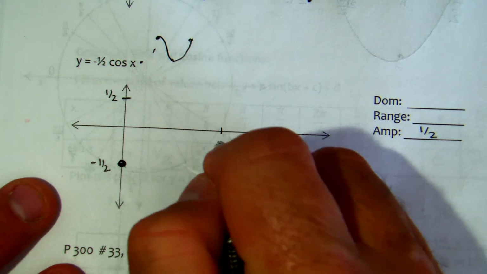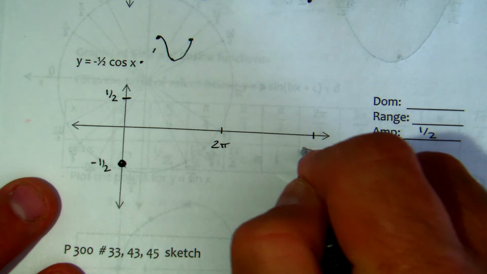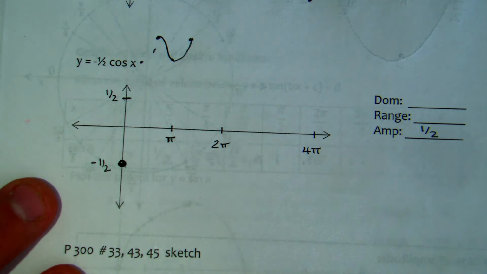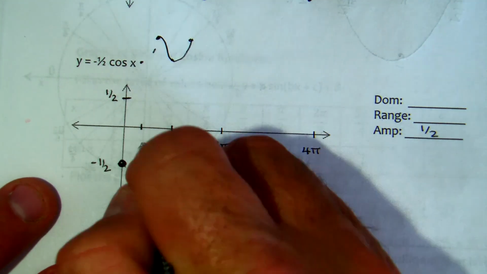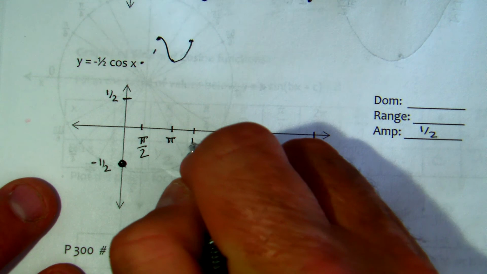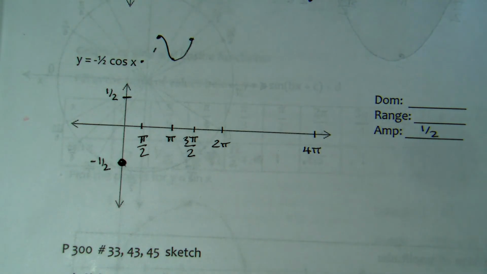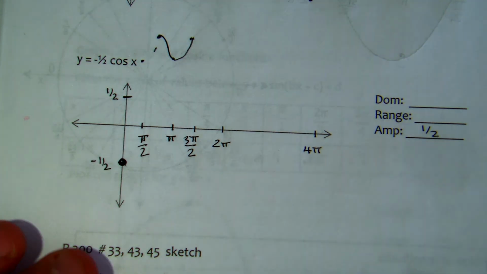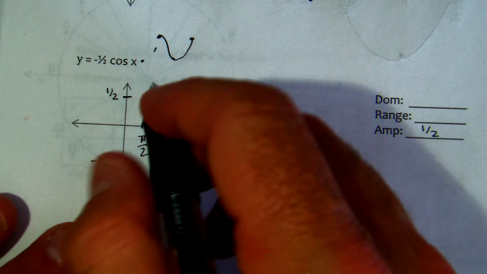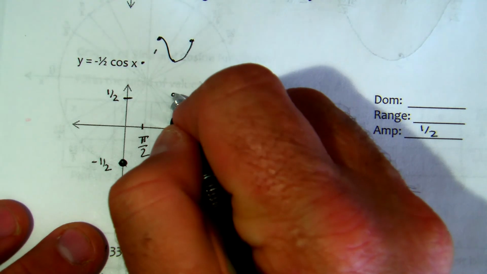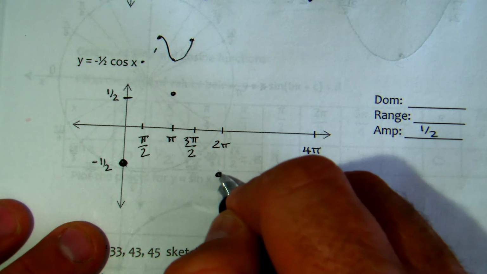Same idea. First period ends at 2 pi. Second period ends at 4 pi. Halfway to 2 pi would be pi. Okay, and in between would be pi over 2 and 3 pi over 2. All right. So when I graph, this is what I would expect to see in the cosine.